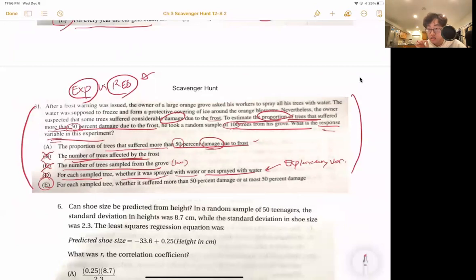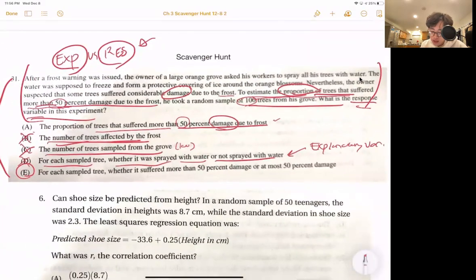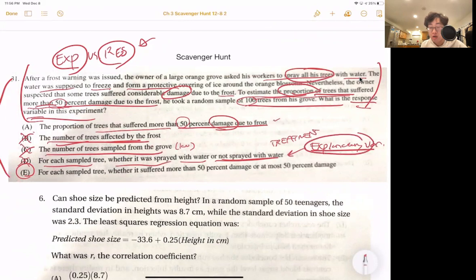The correct answer here is E, because for this type of treatment-based experiment that we're doing for this context, and now that I think about it, it belongs in the category of chapter 4 that we're going to learn later on, which is literally the next chapter. Every tree is being imposed a treatment, whether it's being applied with water, so spray all his trees with water. The water was supposed to freeze and form a protective covering. So we are supposed to actually spray all the trees with water. This is just imposing treatment, but it's still considered to be a part of what we call an explanatory variable. Like we're applying those changes.